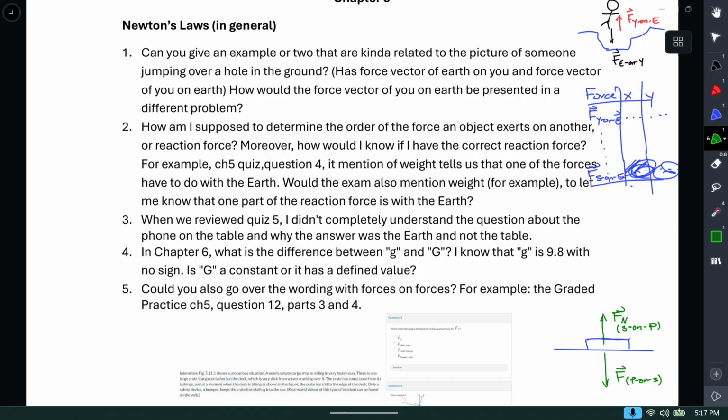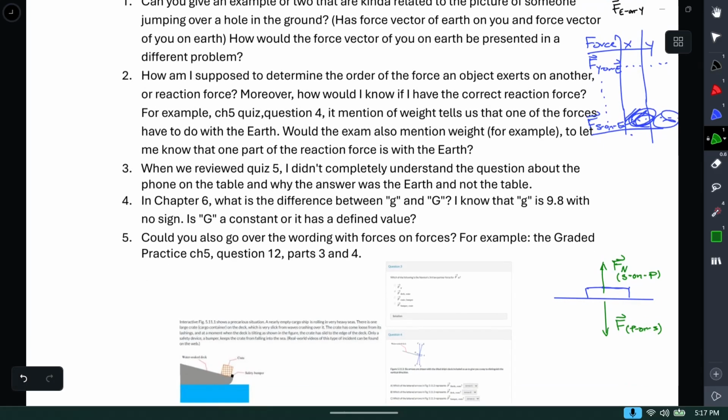It mentions one of the forces has to do with Earth, and the exam also mentioned weight, for example. Yeah, weight is a general purpose statement of force Earth exerts on a thing. So it would be force E on other thing. The reaction force automatically is the force other thing exerts on E, on Earth. And so if you're okay with just swapping two letters, then you know how to apply the third law. It's just that it doesn't feel right at first to do that.